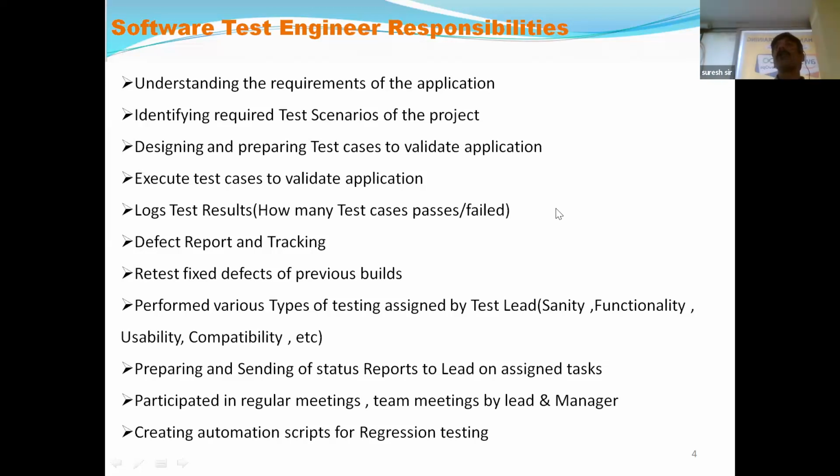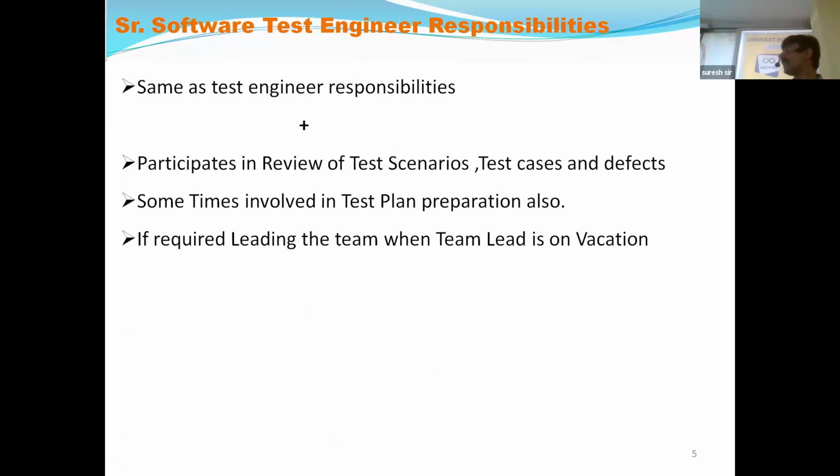In the same way, we need to take care once we are promoted to the next level, which is the senior tester. One is the test engineer and one is the senior test engineer. As a senior test engineer, you need to take care of all the activities of a test engineer.